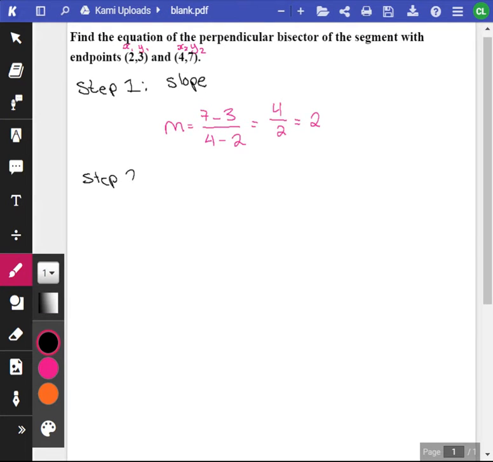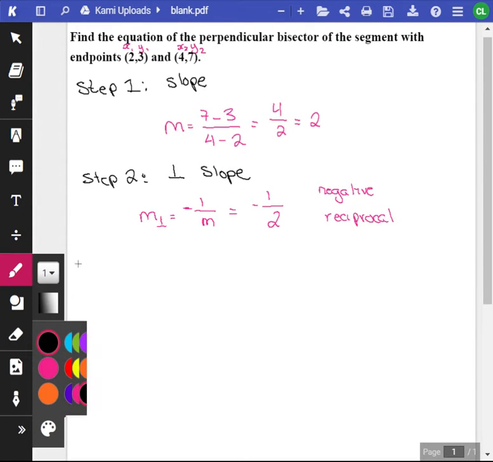Step 2 is to find the perpendicular slope. So remember this upside down T just means perpendicular. In order to find the perpendicular slope, we need to go negative 1 over the slope we found in step 1, which equals negative 1 over 2. Remember, this is called the negative reciprocal. It means flip the fraction and change the sign. All right? So that took care of the perpendicular part.